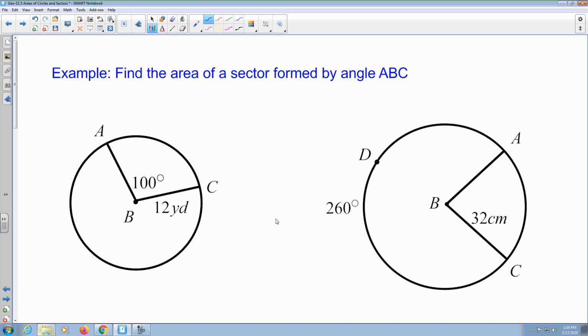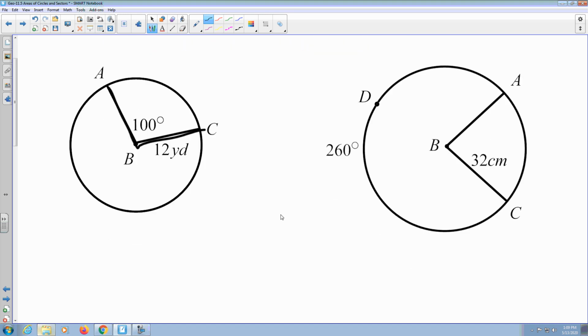All right. So here they say they want you to find the area of a sector formed by angle ABC. So ABC is right here. And we're going to go about solving it. So in this particular instance, the area of a sector is going to be whatever this central angle is. Well, the central angle is 100 degrees. So it's going to be 100 over 360 times pi r squared. Well, r is 12, so it's going to be 12 squared.